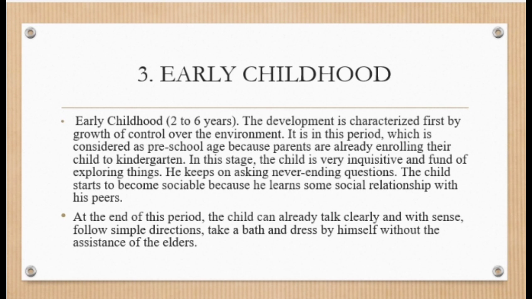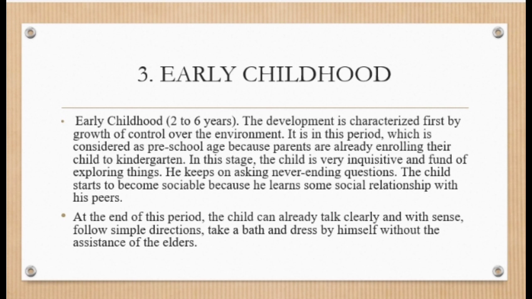Early childhood, 2 to 6 years. The development is characterized first by growth of control over the environment. It is in this period, which is considered as preschool age, that parents are already enrolling their child in kindergarten. It is in this stage that the child is very inquisitive and fond of exploring things. He keeps on asking never-ending questions. The child starts to become sociable because he learns some social relationships with his peers.